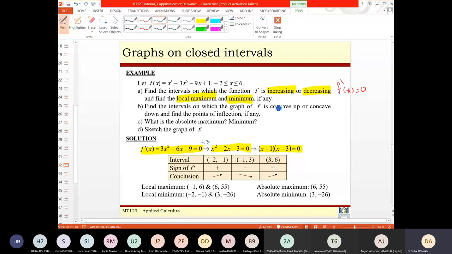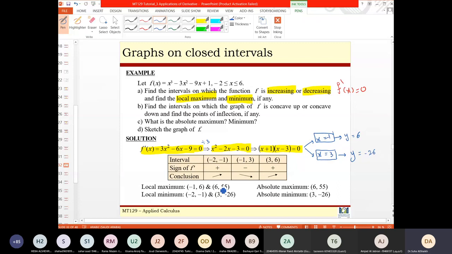Factorize. This will give me 2 points. The first point, x equal to minus 1. The second point is x equal to 3. And from before, I know that when x is 1, the y will equal... sorry, it's minus 1, the y will equal 6, and if x is 3, the y will equal minus 26.